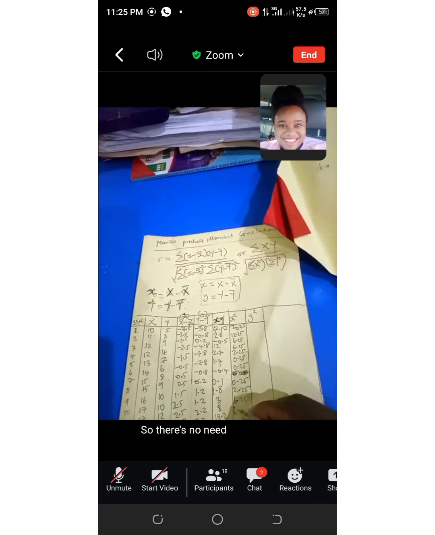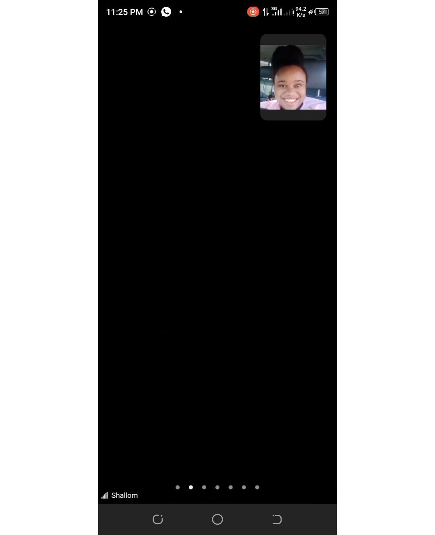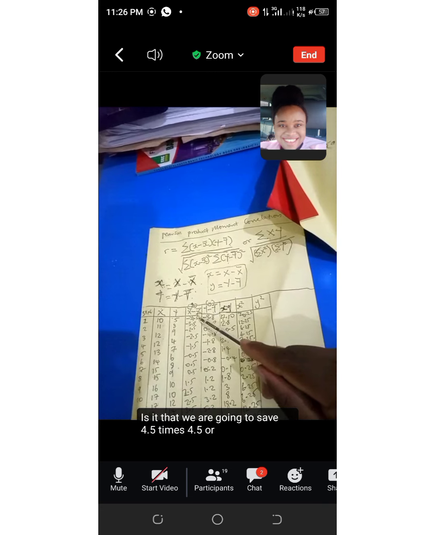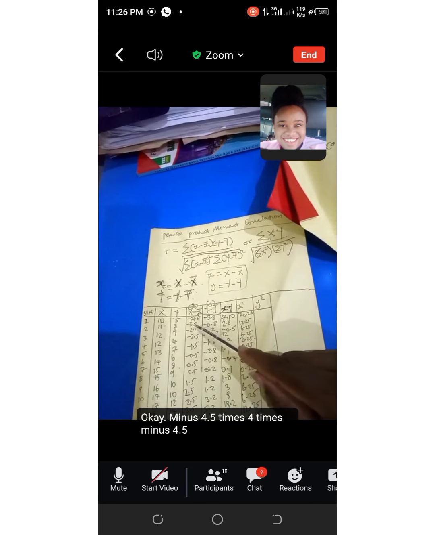The x square, I don't get it. How do you get that one? Just the square of it. We squared all of them. So if we are squaring, is it that we are going to say minus 4.5 times minus 4.5, minus 3.5 times minus 3.5? Okay. So we just square it if you are using a calculator.